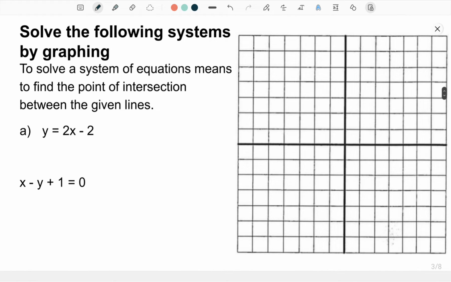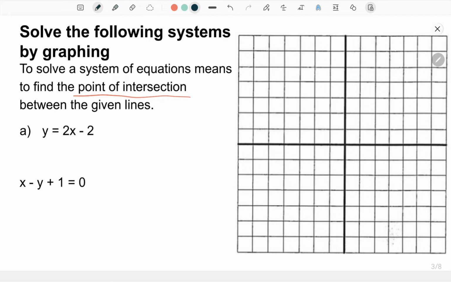All right, let's go through this example. We want to solve the following systems by graphing. When we say to solve a system of equations, what we mean is we want to find the point of intersection. The reason is if you have multiple lines, I'm just going to do a very quick sketch here. You could have a line going like that, a line going like that. They will meet at some point. That's what we're looking for.